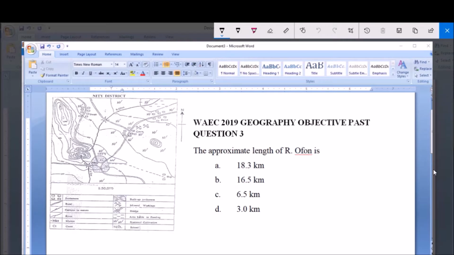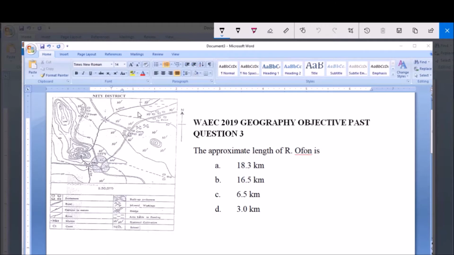Hello, I'm going to be answering WASSCE 2019 Geography Objective Past Question 3. The approximate length of R1 is A. 18.3 kilometers, B. 16.5 kilometers, C. 6.5 kilometers, D. 3.0 kilometers.